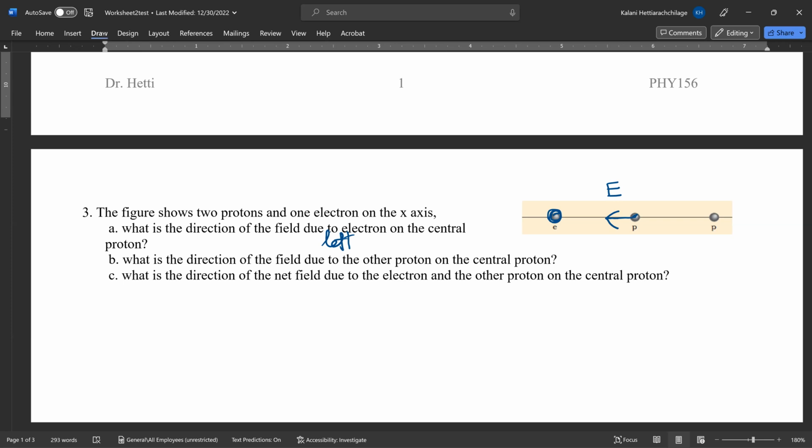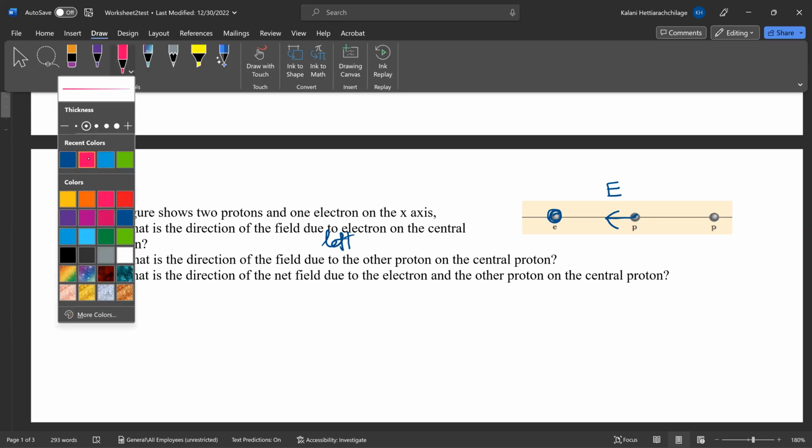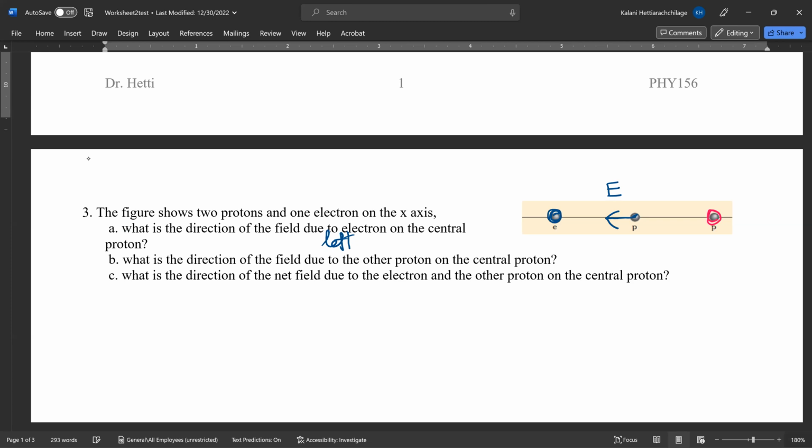And then it's asking what the proton on the right side does to the proton in the middle. So now the proton is a positive particle. A positive particle will create the electric field in the outward direction, right? This will create the electric field in the outward direction. I can draw it in the same place in here, outward direction. So now this is also left on the diagram. What is the direction of the net electric field due to the electron and the other proton on the central proton? So the central proton is the point of interest, to the left.